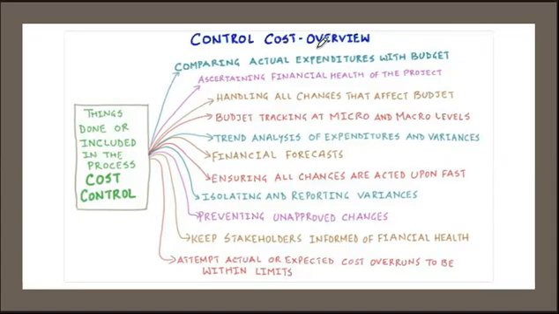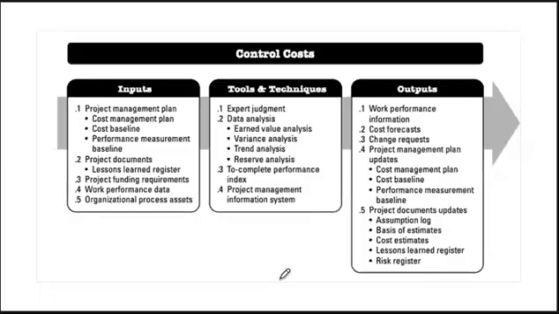We're looking at the variances. Variances are really important to understand project performance. We want the variances to be positive. Negative variances are trouble. We're also going to be looking at the trends in those variances, keeping stakeholders informed, and so on. As inputs into this process, we're going to have 5 items. We're going to use 4 tools and techniques, and we're going to have 5 outputs.